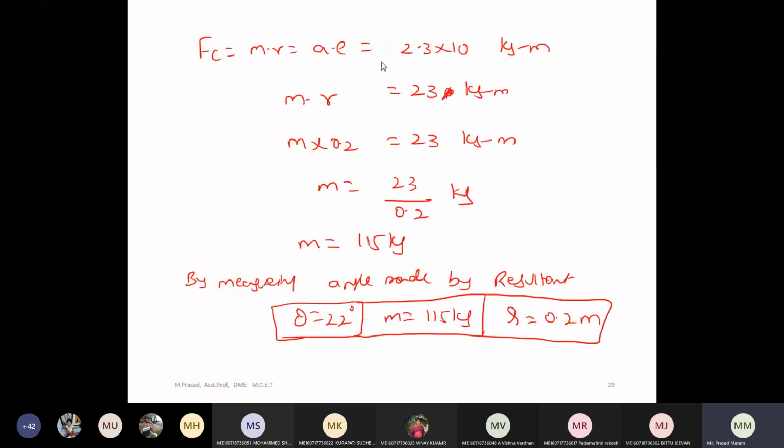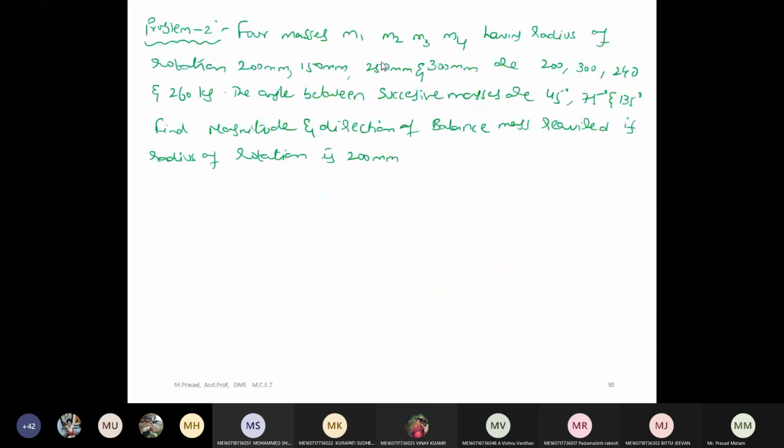Still, anyone having any doubts? In this case, balancing of several masses rotating in the same plane. Please respond, dear students. If you don't respond, I don't know whether you are getting it or not. Any doubts? If you have no doubts, try to solve this problem. Afternoon again I'm having the class, 5th hour I think. In that class, you are supposed to give me the solution. So note down this problem.